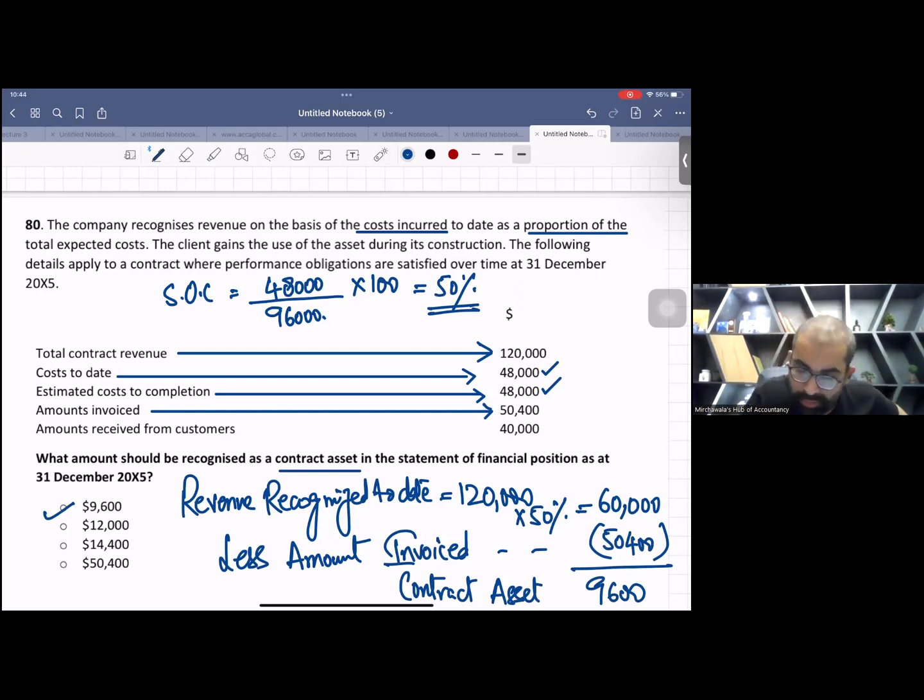If the examiner asks you for the retention receivable as a separate requirement, take the difference between these two. Because you sent the invoice of 50,400 to the customer, and the customer just paid 40,000. So the difference of 10,400 is the retention receivable for sure. But as in this question, they are not asking this, so why worry about it?